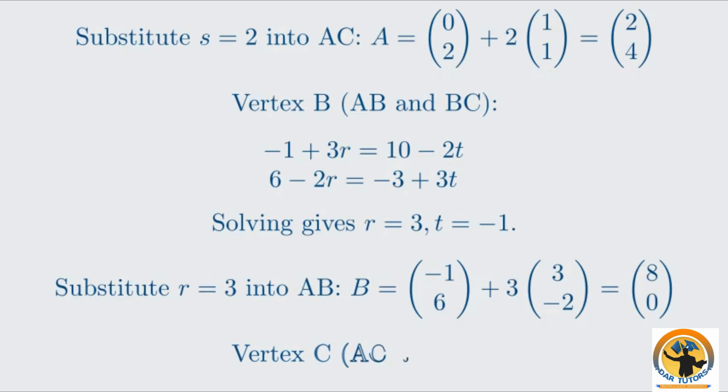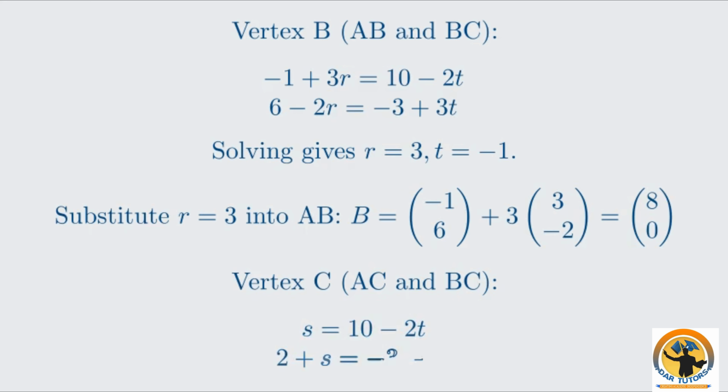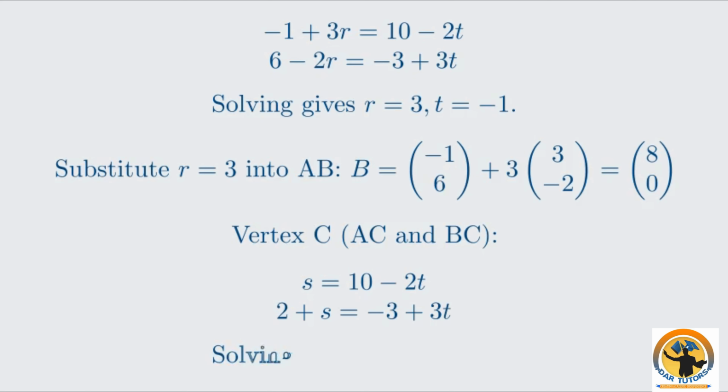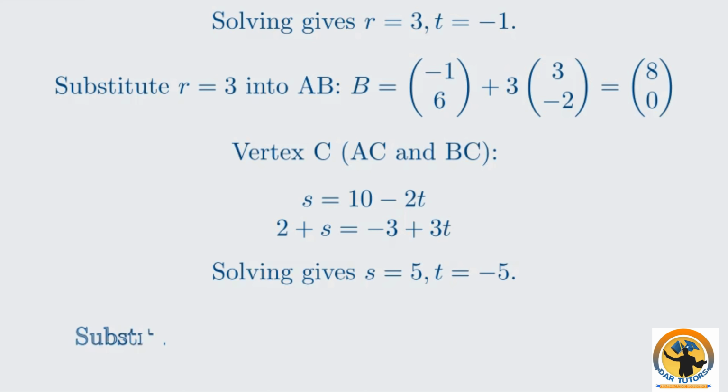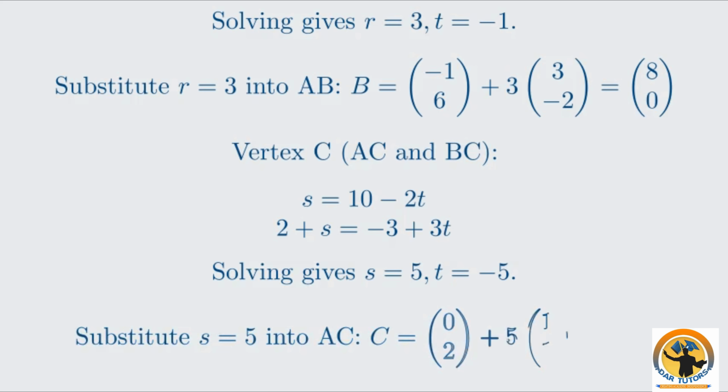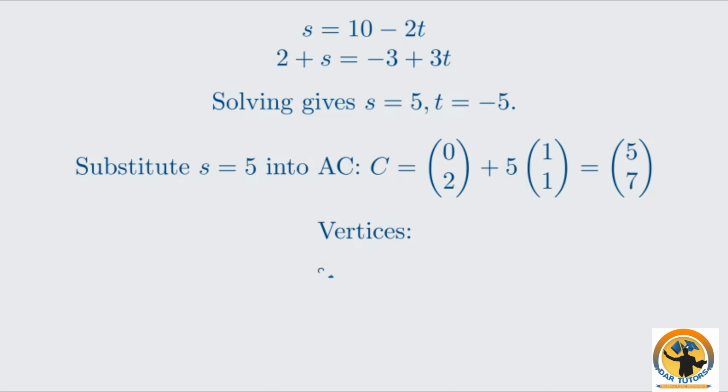Vertex C is the intersection of lines AC and BC. Equating their components gives the final system. Solving the system gives s equals 5 and t equals minus 5. Substituting s equals 5 into the equation for AC gives the point C at (5, 7). So the vertices of the triangle are A at (2, 4), B at (8, 0), and C at (5, 7).